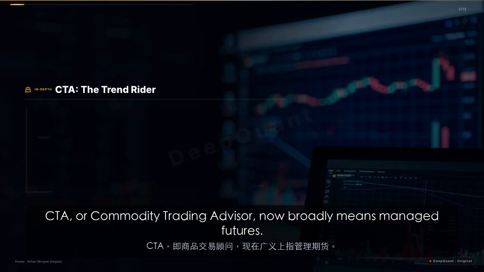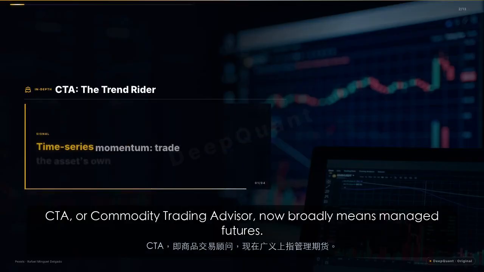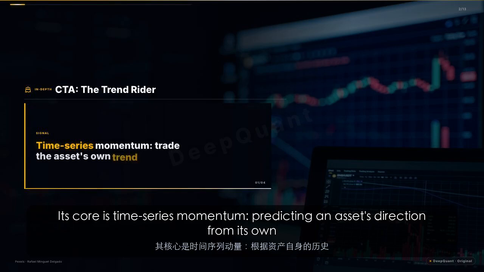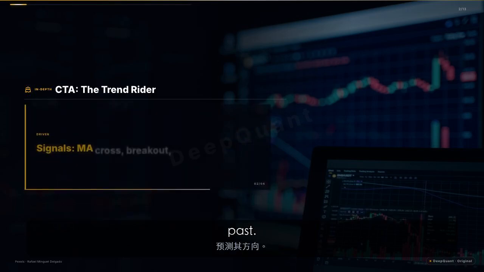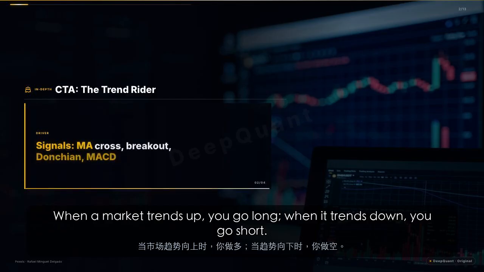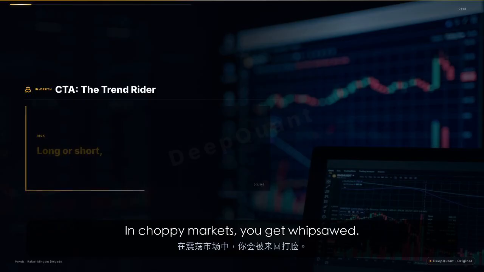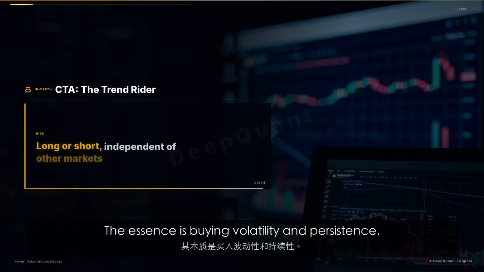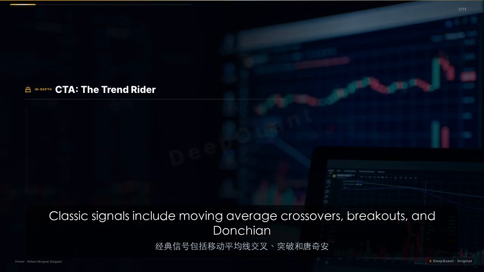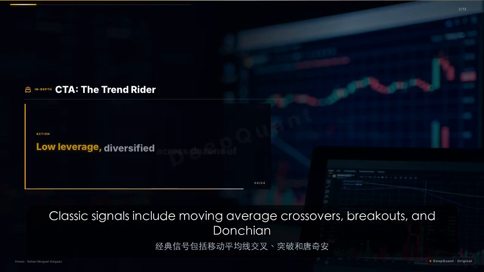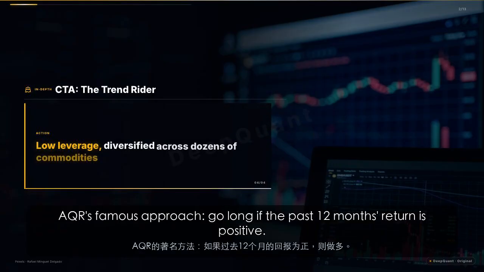CTA, or Commodity Trading Advisor, now broadly means managed futures. Its core is time series momentum, predicting an asset's direction from its own past. When a market trends up, you go long. When it trends down, you go short. In choppy markets, you get whipsawed. The essence is buying volatility and persistence. Classic signals include moving average crossovers, breakouts, and Donchian channels. AQR's famous approach: go long if the past 12 months return is positive.